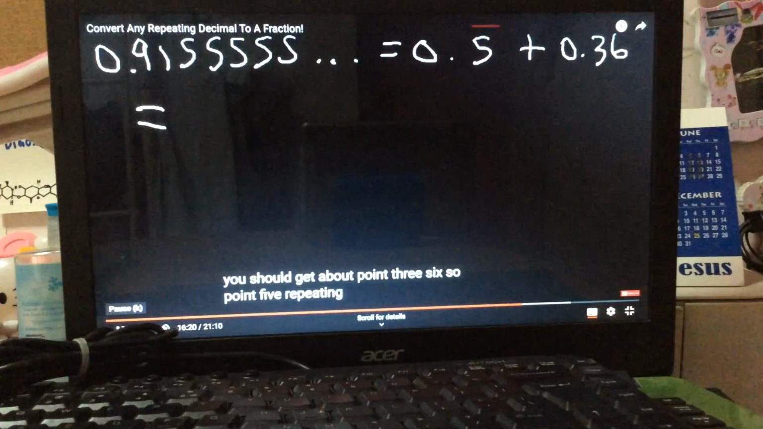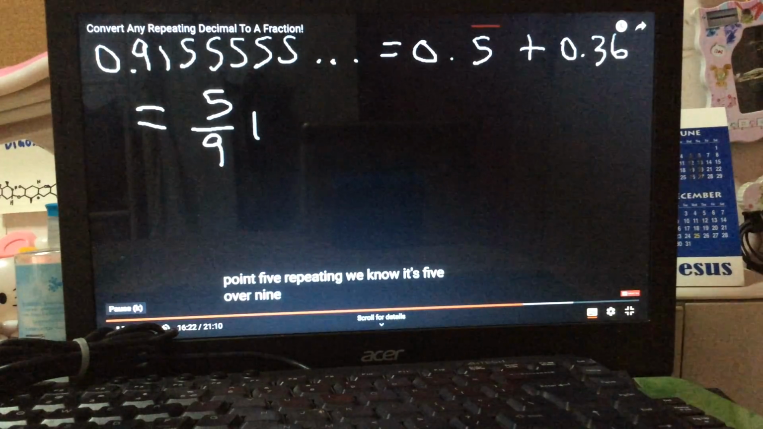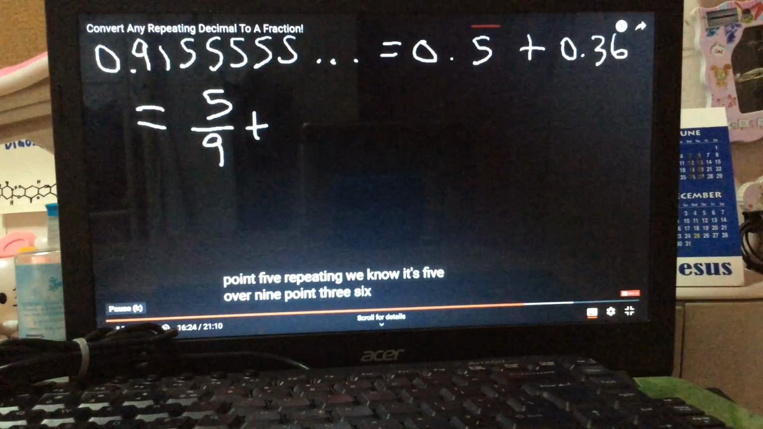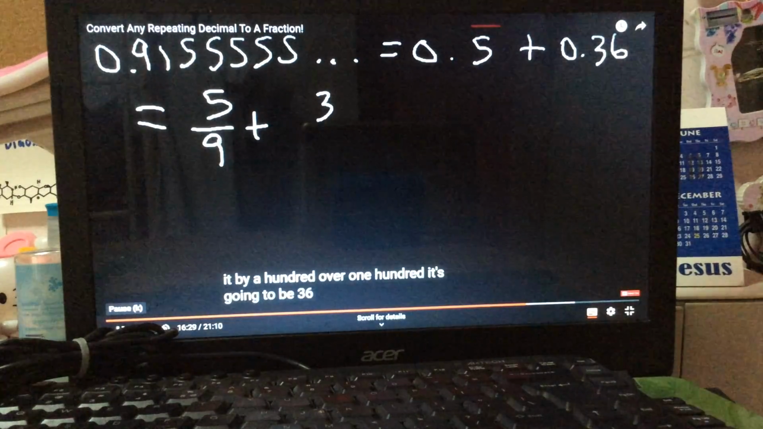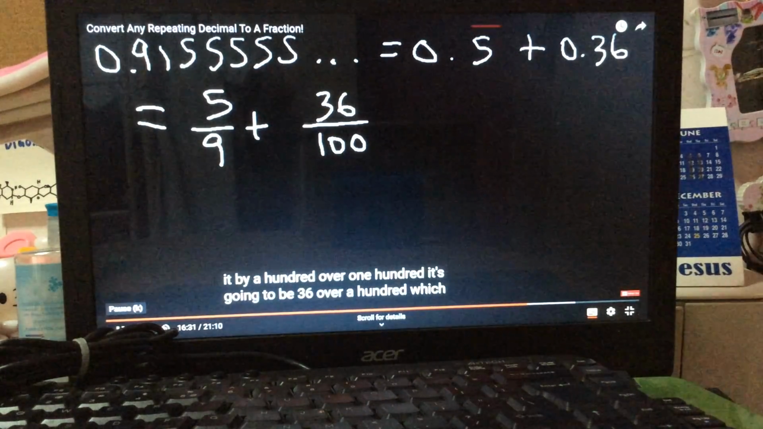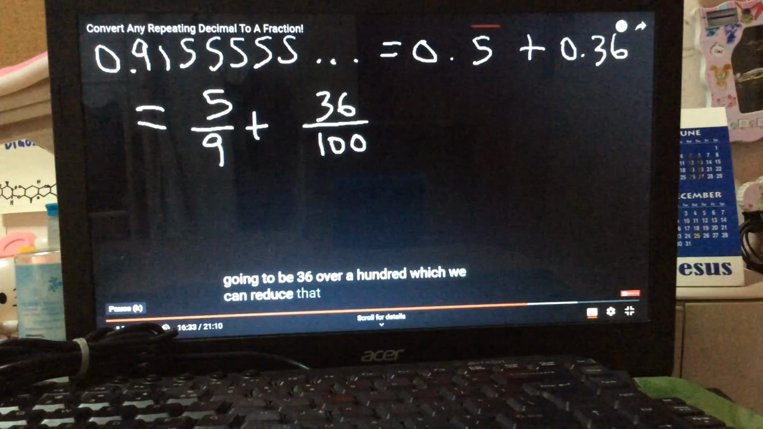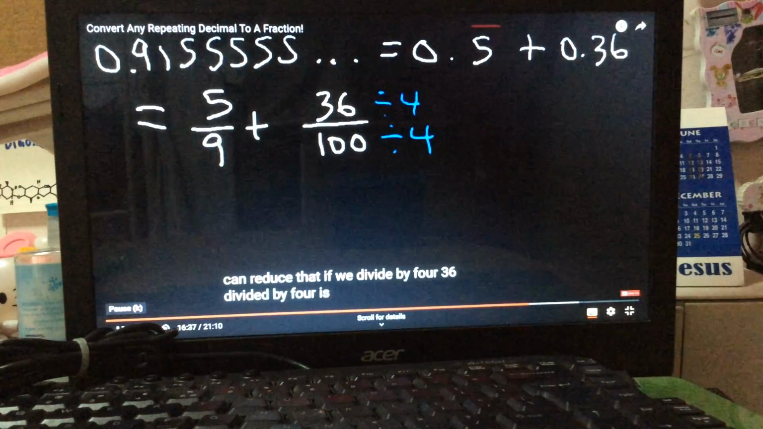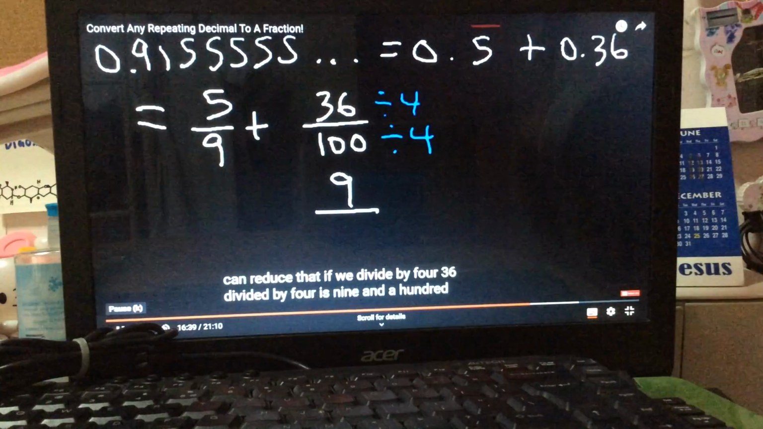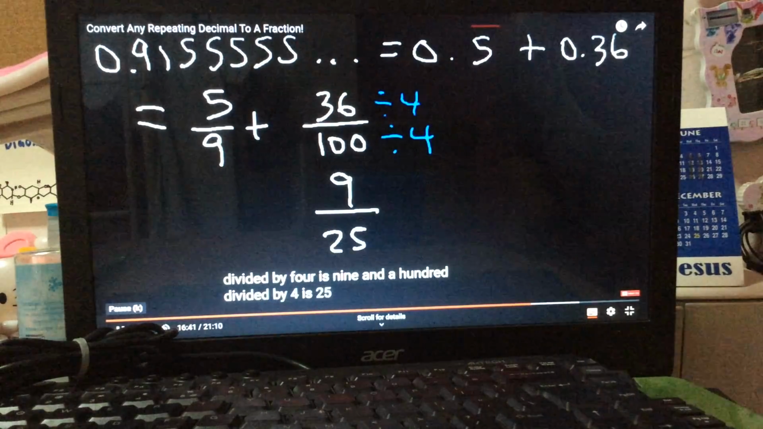So 0.5 repeated, and we know it's 5 over 9. 0.36, if you multiply it by 100 over 100, it's going to be 36 over 100, which we can reduce if we divide by 4. 36 divided by 4 is 9, and 100 divided by 4 is 25.